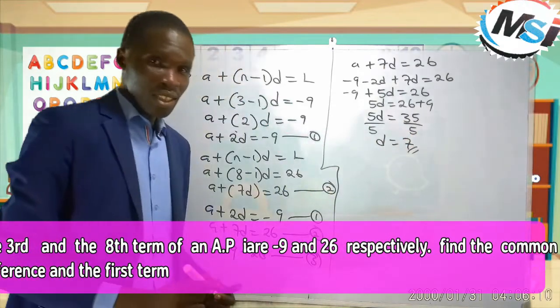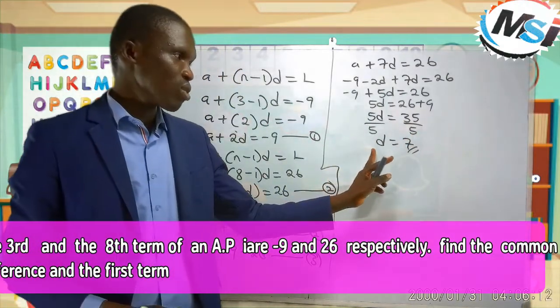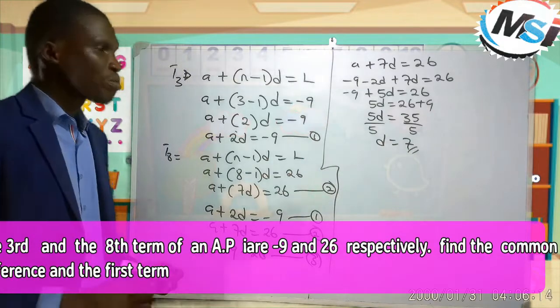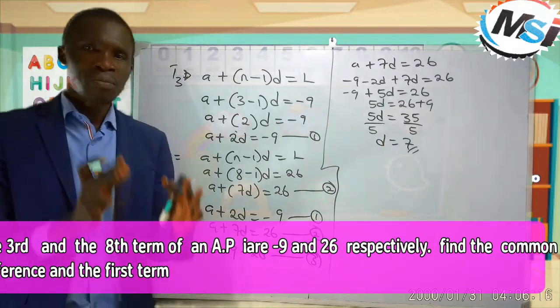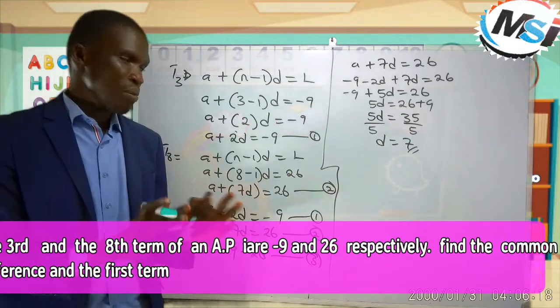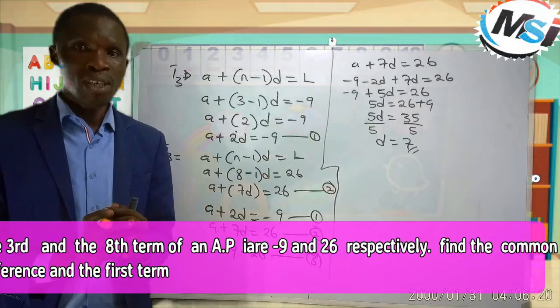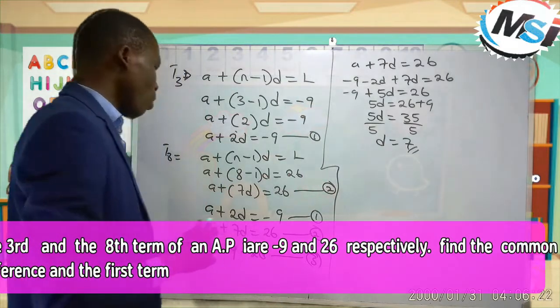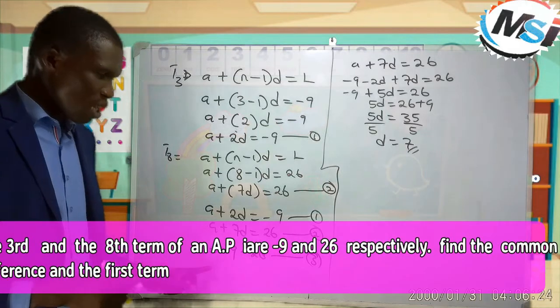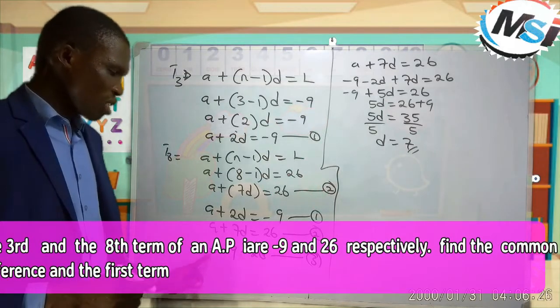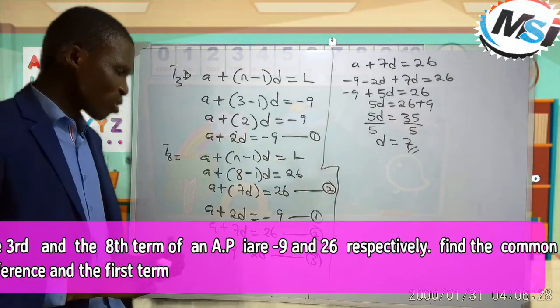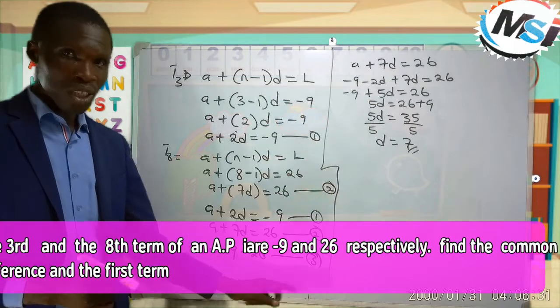So now this is telling you that the common difference is 7. Now the question said find the common difference and the first term. So we want to find the common difference and the first term. Now to find the first term, you have to go back to equation 3. Equation 3 is A equals -9 minus 2D.